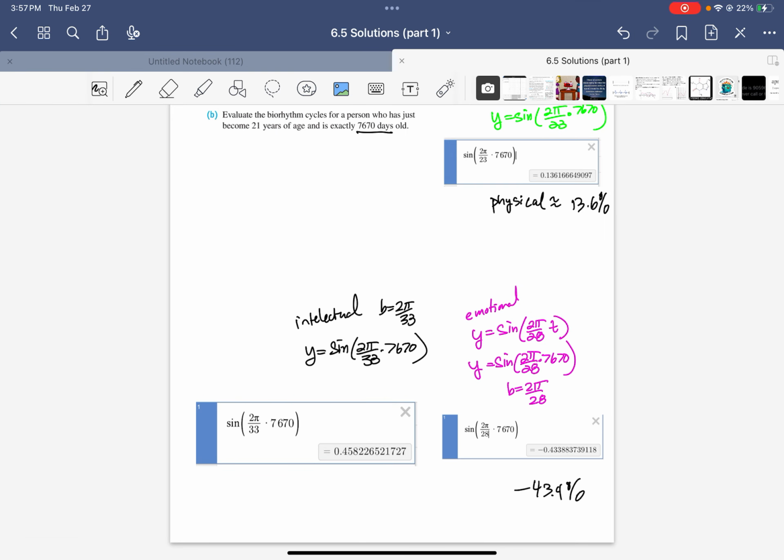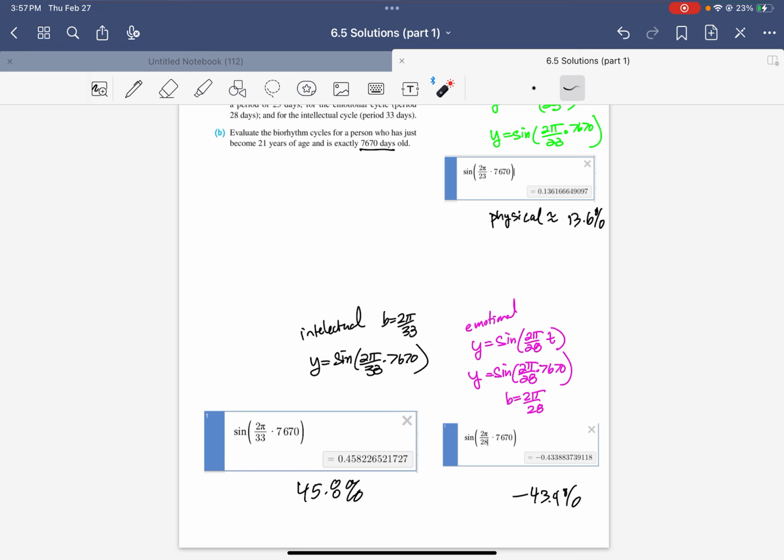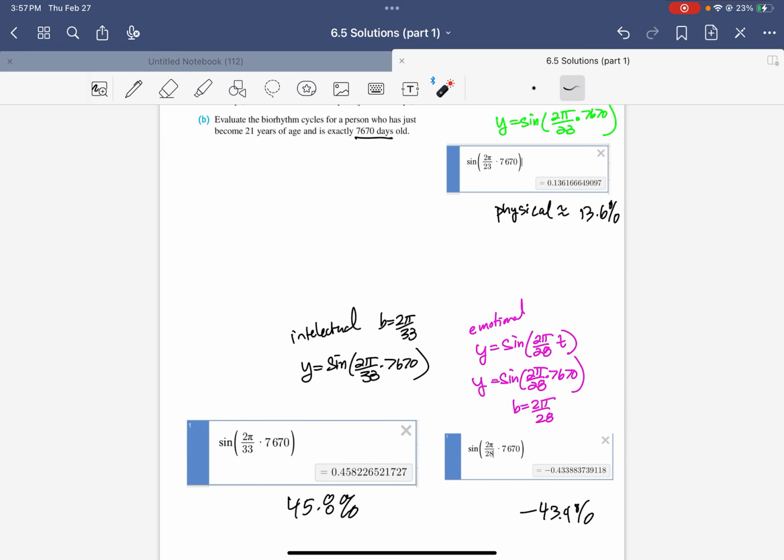Physically, feeling pretty weak at 13%, but emotionally, we were definitely in the crapper at negative 43.4% on that day when we were exactly 7670 days old. So for more information on that, you can look up the theory of biorhythms and how physical, emotional, and intellectual cycles change throughout your life. And that's pretty amazing, yeah?